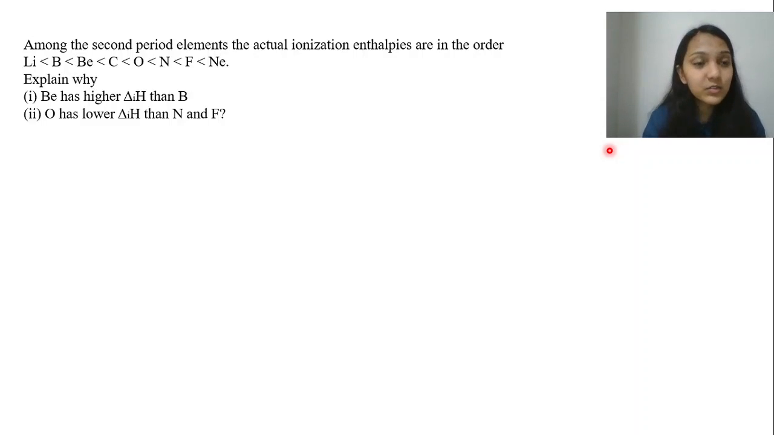The first question is, among the second period elements, the actual ionization enthalpies are in the order: lithium will have lesser ionization enthalpy than boron, which will be lesser than beryllium, which is lesser than carbon, oxygen, then comes nitrogen, fluorine, and neon. So neon will have the highest ionization enthalpy. Explain why beryllium has higher ionization enthalpy than boron, and explain why oxygen has lower ionization enthalpy than nitrogen and fluorine. We'll go about this one by one.